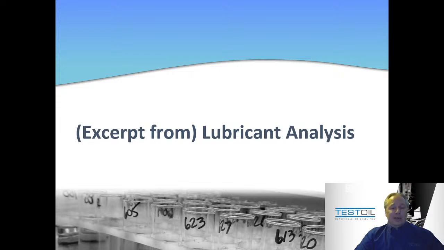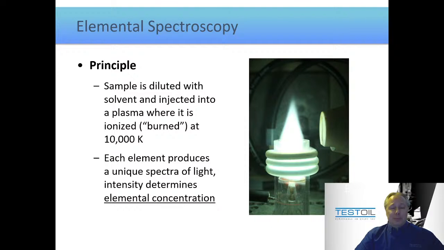The first test that I'll discuss is elemental spectroscopy, and the scope and significance of this test is it's meant to measure wear metals, additives, and contaminants. So it's one of the most well-rounded tests that we can perform in terms of covering a broad scope of measurements. Now, the basic principle of this test is that your sample is diluted with a solvent and then is turned into an aerosol and injected into a plasma.